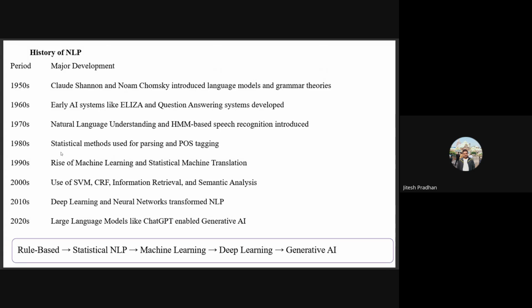Then in the 1980s, statistical methods were used for parsing and POS tagging. POS tagging is part-of-speech tagging, and parsing is parsing words from a sentence or a sentence from words. There are 2 types of parsing: top-down parsing and bottom-up parsing. In top-down parsing, from the sentence we parse down to the word level or character level, and in reverse, in bottom-up, from the character level we try to form the sentence. That is called parsing.